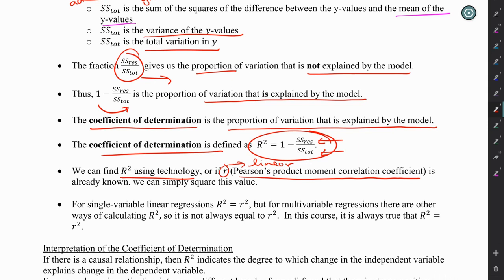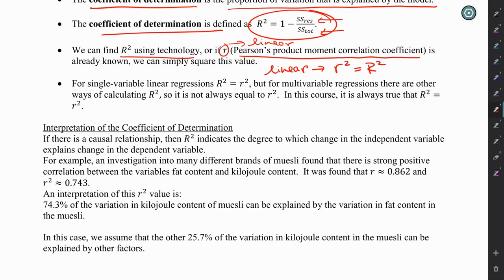We can simply square this value. So if it's linear, r squared is equal to r squared. But that really only works for linear because Pearson's product moment correlation coefficient is only for linear models. For single variable linear regression, capital R squared equals lowercase r squared.